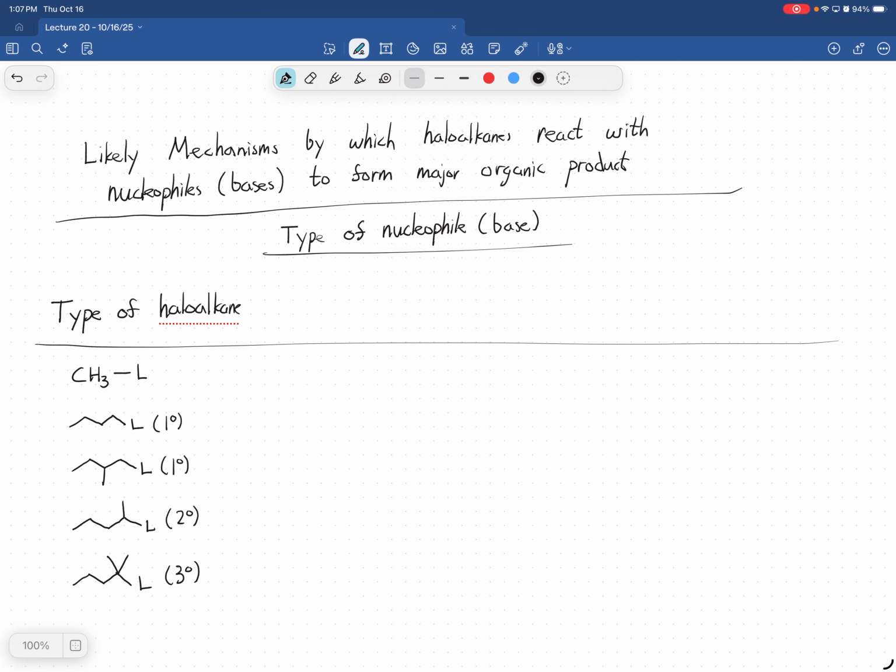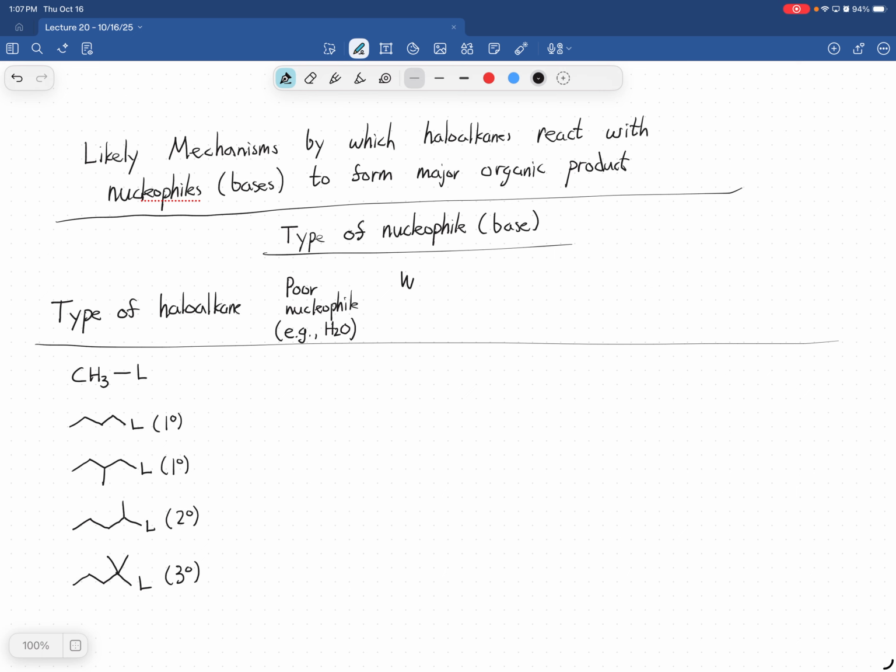Now, we have classes of nucleophile we have to consider. I'm going to write poor nucleophile, and I'm going to give you an example in parentheses. This is stuff that is relatively neutral and mostly oxygen nucleophiles, something like H2O. H2O would be a poor nucleophile, but still can react.